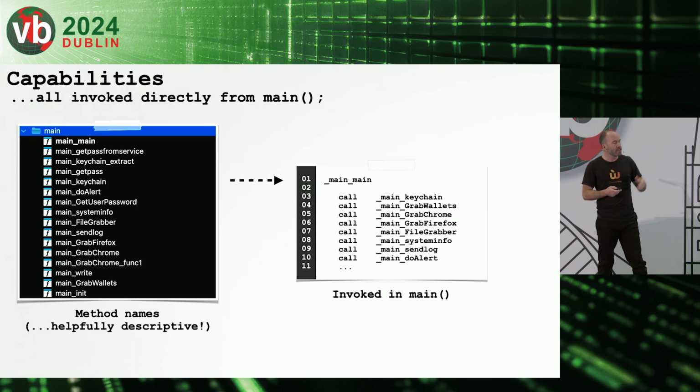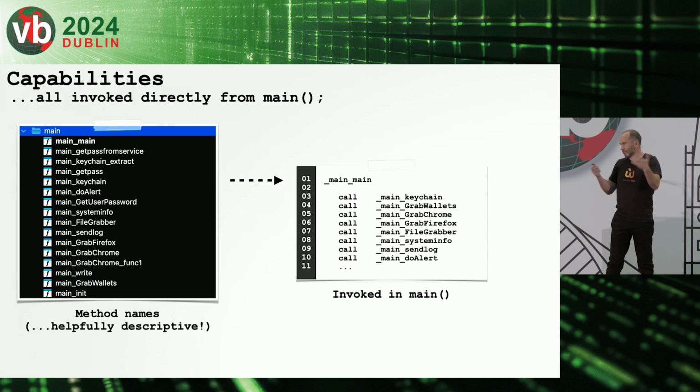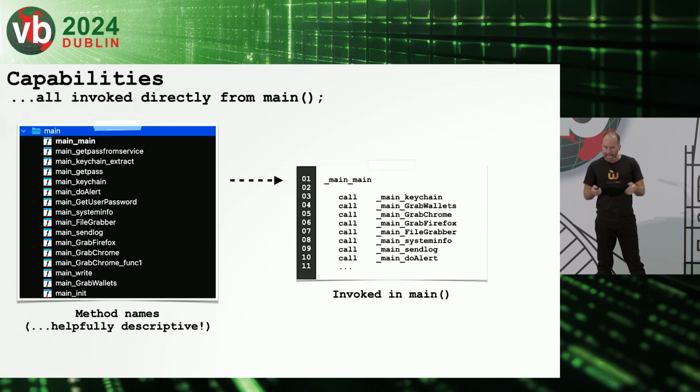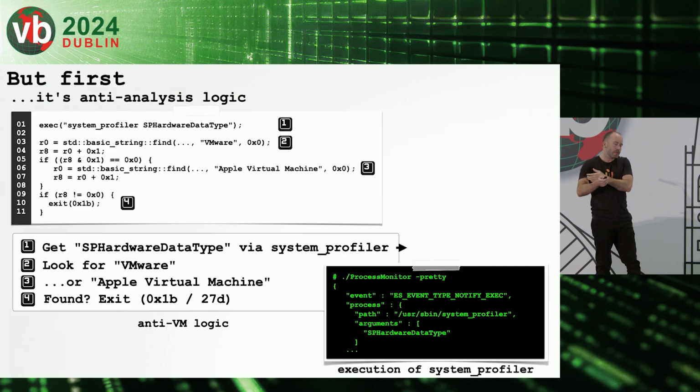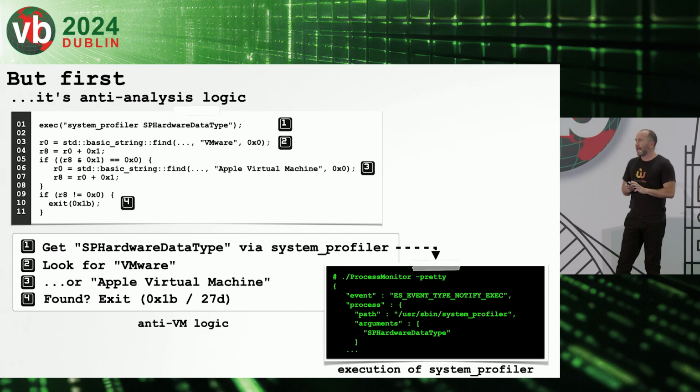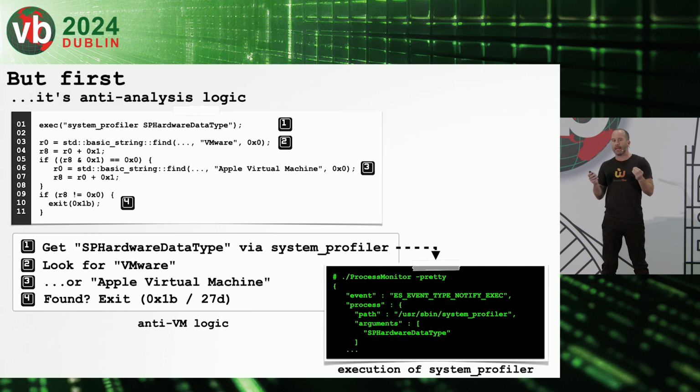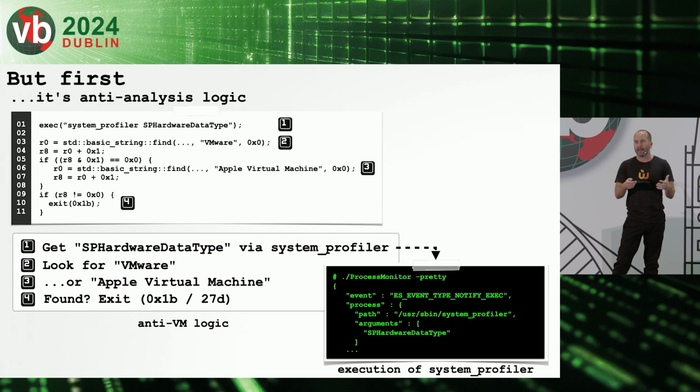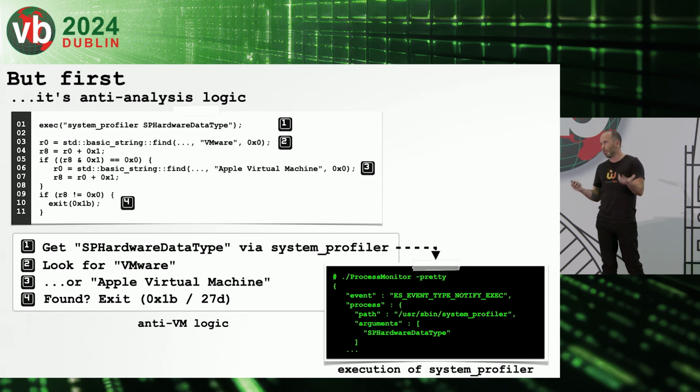And if we hop over to the main function, we can see they're just called right away. So again, really not that sophisticated. First, though, let's talk about the anti-analysis logic, because as many of you are likely aware, if you're analyzing a malware sample and it has anti-analysis logic, that is the thing you want to both identify and bypass first. Otherwise, your continued analysis might be complicated or thwarted.